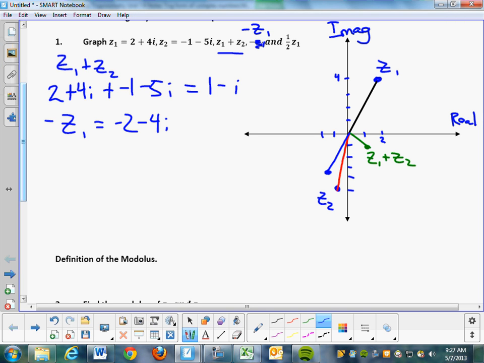All right, okay. Keep going. Okay, all right. So how about 1 half Z1? 1 half Z1, what's that? Very good. 1 half Z1 is going to be 1 plus 2i. Just distribute the 1 half through. And so I'll go over 1, and I'll go up 2. And if you notice, that does put me right in line with Z1, doesn't it? It just makes it half the length. Does that make sense? This can be important as we move forward.